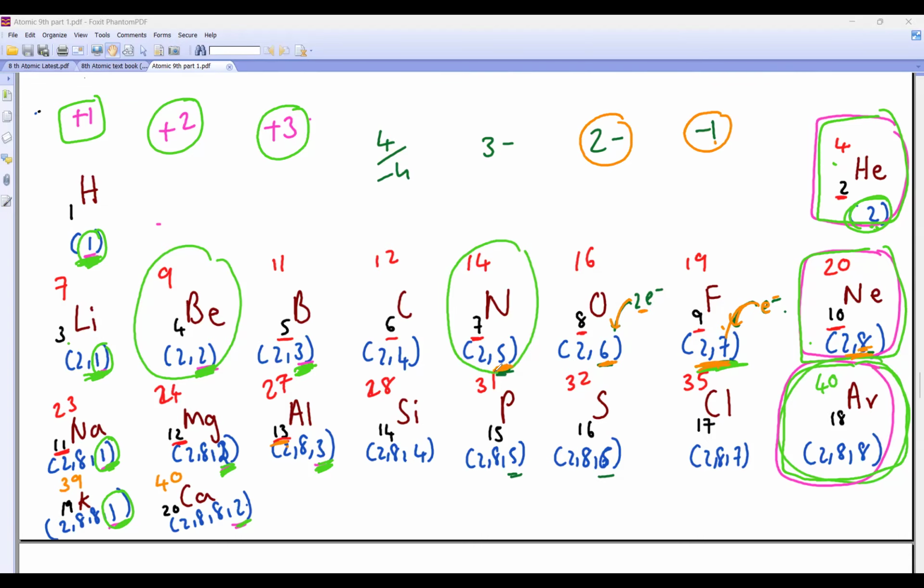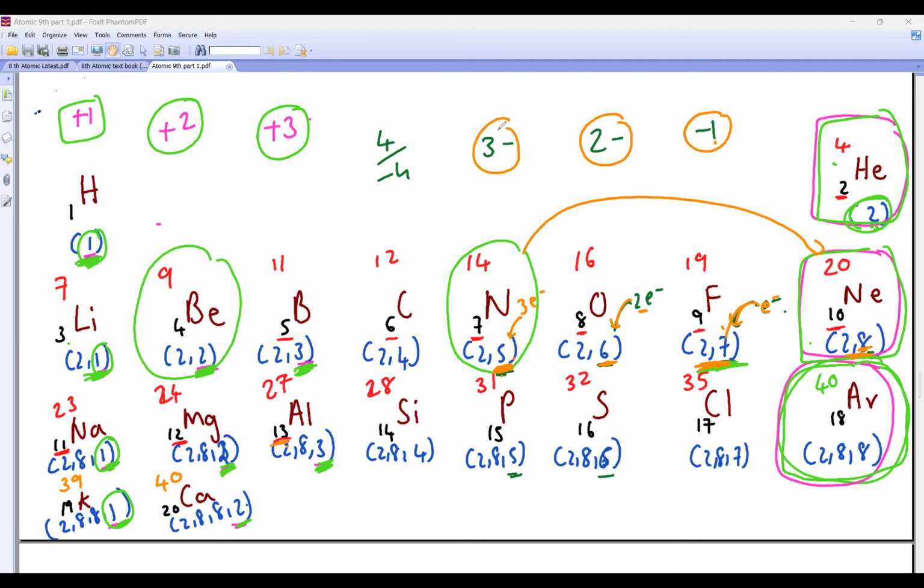Nitrogen will gain how many electrons? It wants to become like neon. It will try to attain 8 electrons in its outermost shell. Already it is having 5, so it will gain 3 electrons. So it will become 3 minus. Understood? Valency.